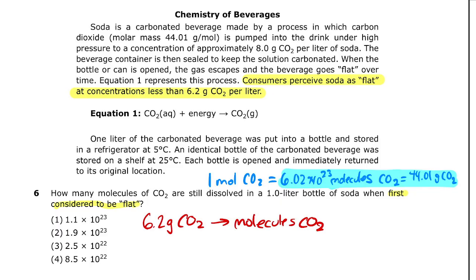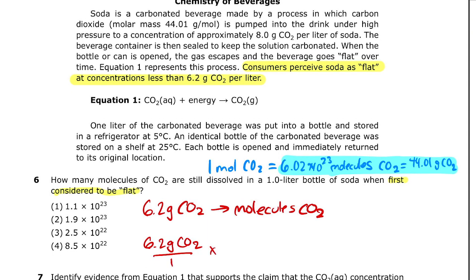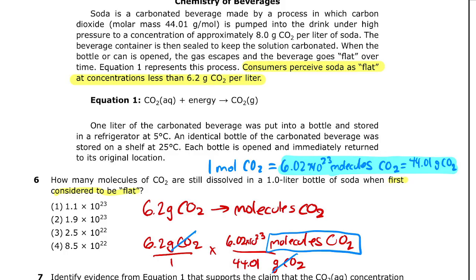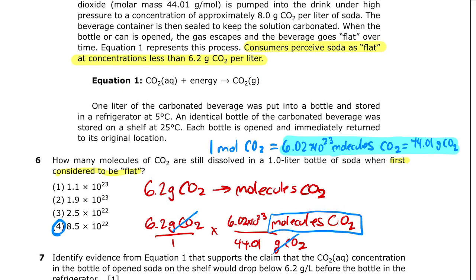So I'm going to set this up like any dimensional analysis problem. I'm going to start with my 6.2 grams of CO2 on the top and put that over 1. Then we want to cancel out grams of CO2, and we want to get into molecules of CO2. To do that, we just plug in our numbers. As it's set up, the grams of CO2 are going to cancel, and we're going to be left with our desired unit, which is the molecules of CO2. When you do that, you should get choice 4, 8.5 times 10 to the 22nd molecules.